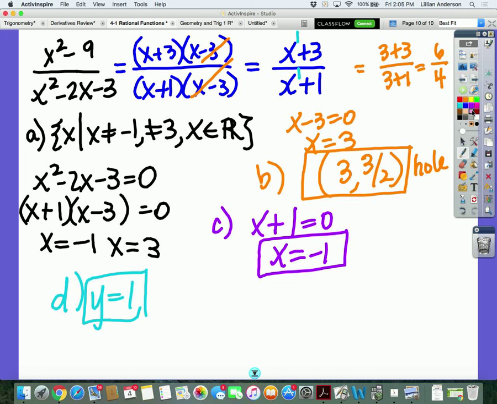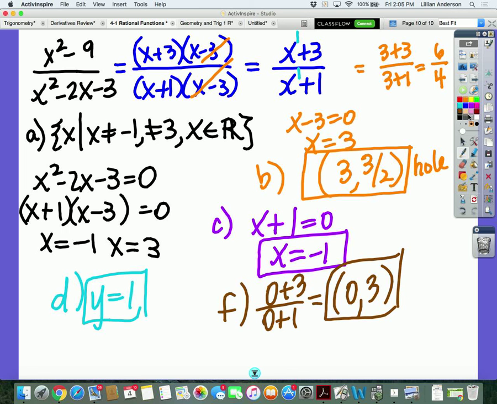Now to find F. F is your y-intercept. You plug into simplified form, which makes things a lot easier. Okay, no x squares, none of that. It's a lot easier. So to find our y-intercept, we plug in 0. So my y-intercept is going to be 0, 3. And to find your x-intercept, you do what? Set the top equal to 0. So my x-intercept is -3.